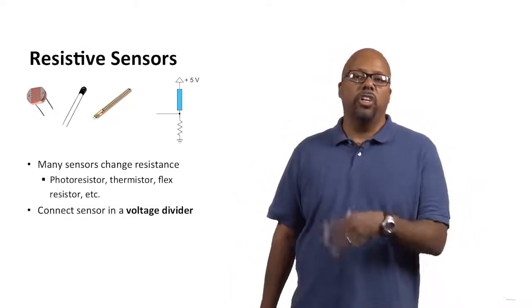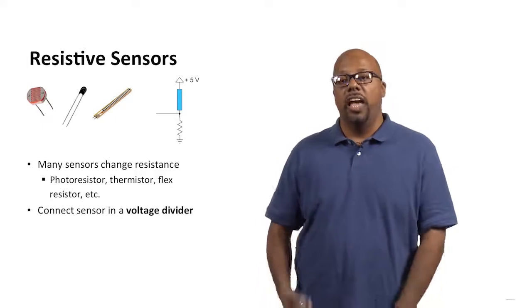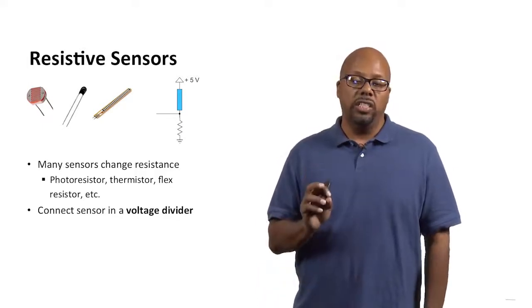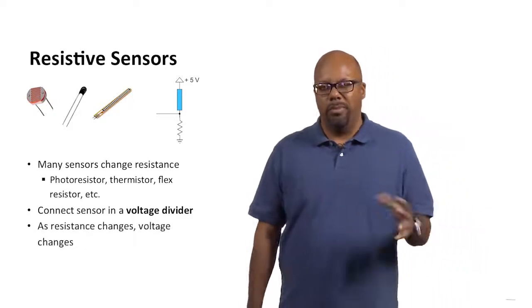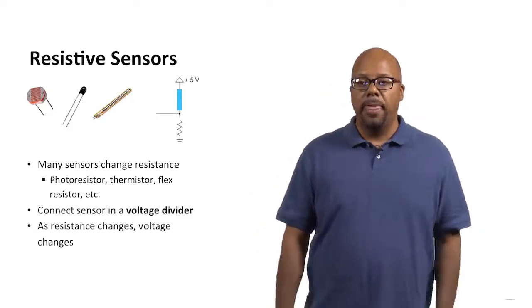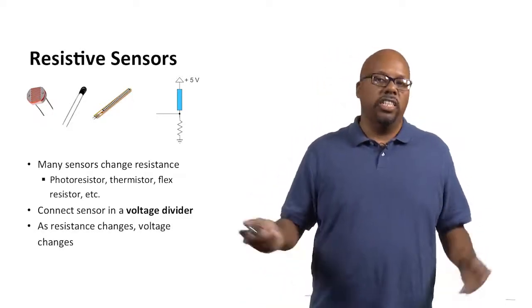So you're connecting the sensor in a voltage divider, which is that circuit there. And the sensor itself, since it's a resistive sensor, is the top resistor in this voltage divider. Or you can make it the bottom resistor too. It doesn't actually matter. As the resistance changes, the voltage changes according to Ohm's law.